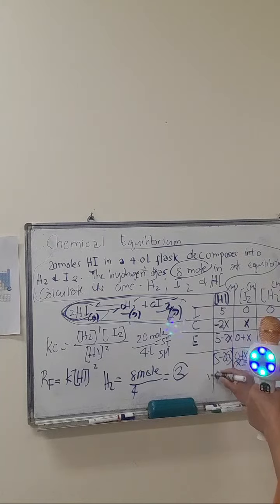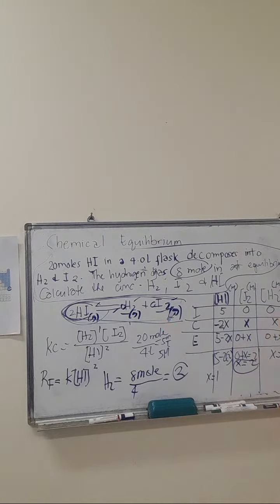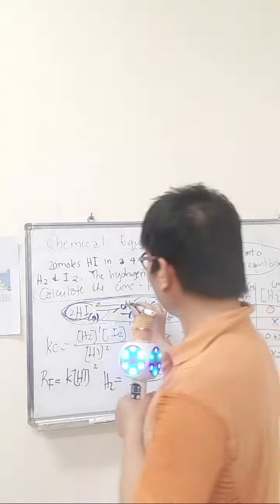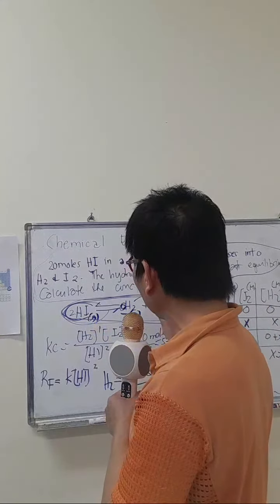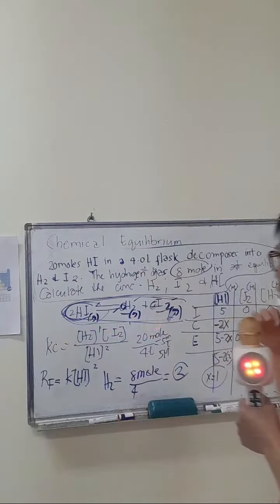Therefore, x is equal to 2, and then 5 minus 2 times 2 is 1. So, very easy, right? It's solved immediately. 1 mole per liter, or 1 molar of HI at equilibrium, 2 moles per liter of I2 at equilibrium, and 2 moles per liter of H2 at equilibrium. Why are the concentrations of I2 and H2 equal? Because both of them have the same number of moles, or coefficient, in the balanced chemical reaction.